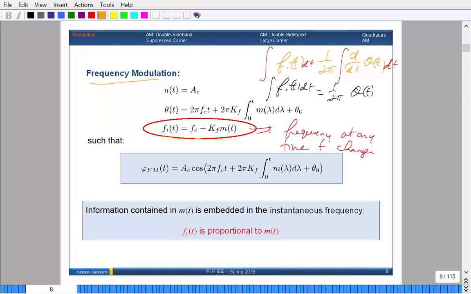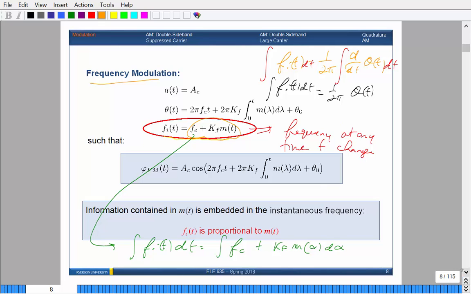So in this case, if I want to figure out what the phase is, I have to integrate this guy with respect to t. It's actually quite simple, right? So if I want to integrate this guy, okay, it's the integral of f of c plus kf m of alpha d alpha. kf is a constant, which we'll talk about much later. The reason why I'm changing variables here is because I don't want to confuse the actual integration bounds.